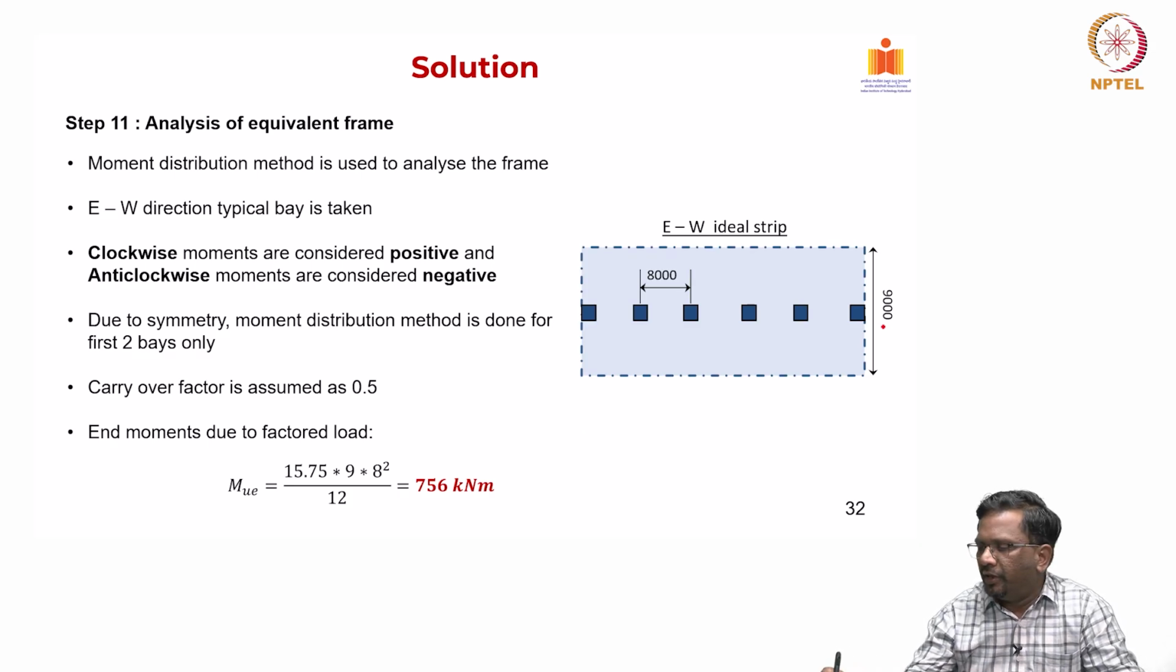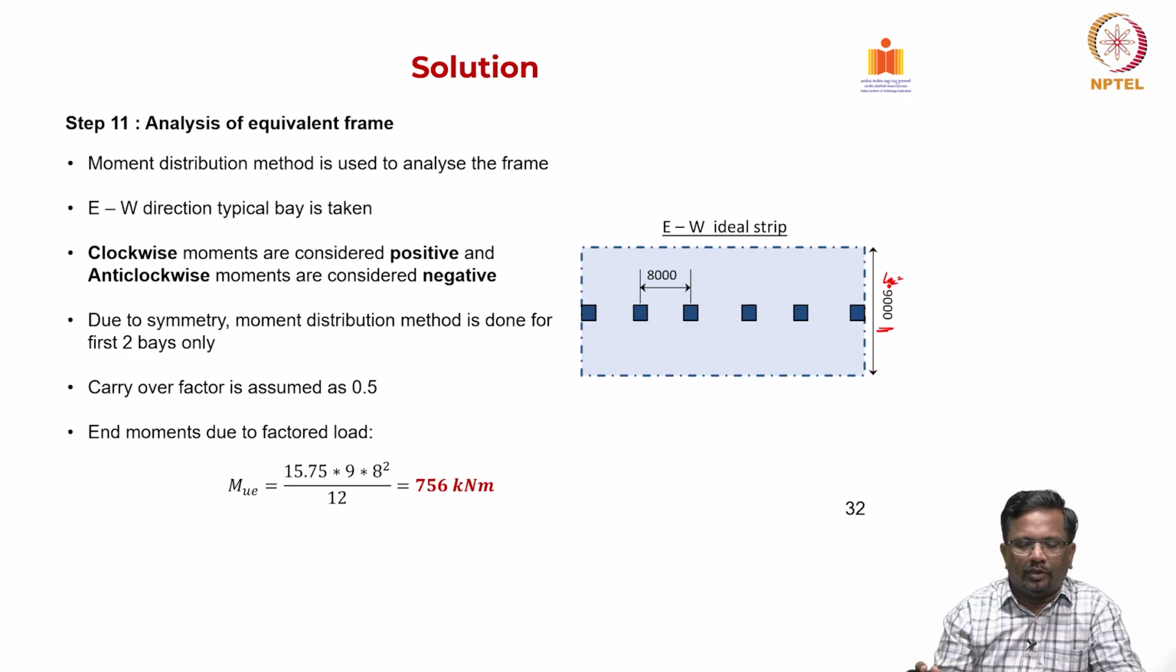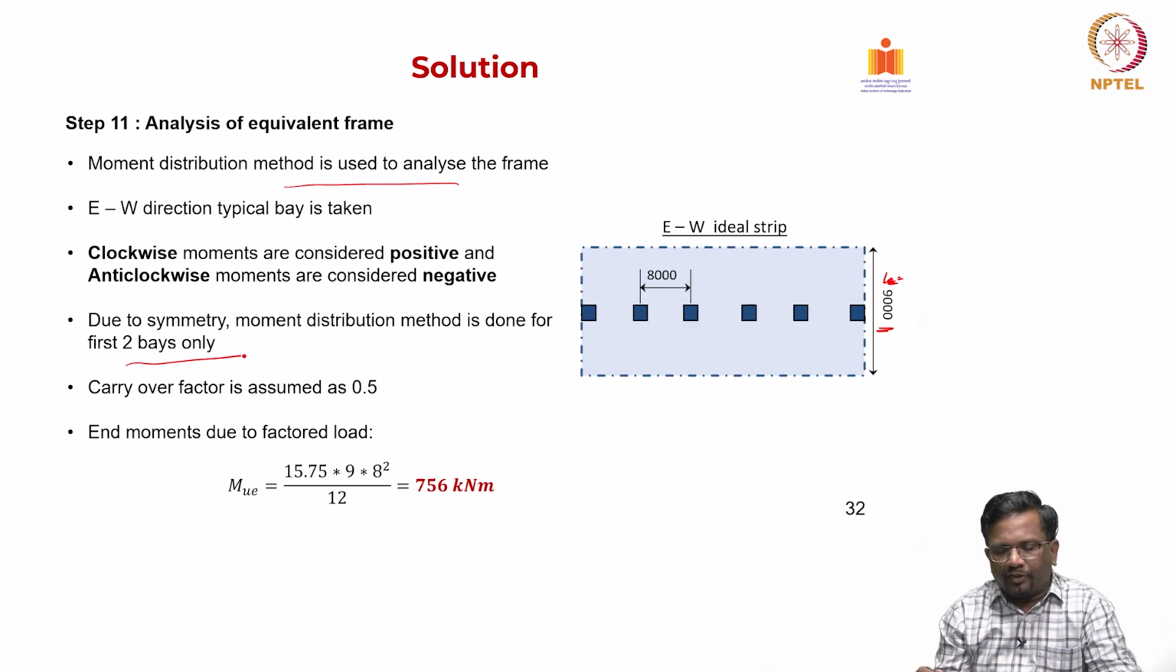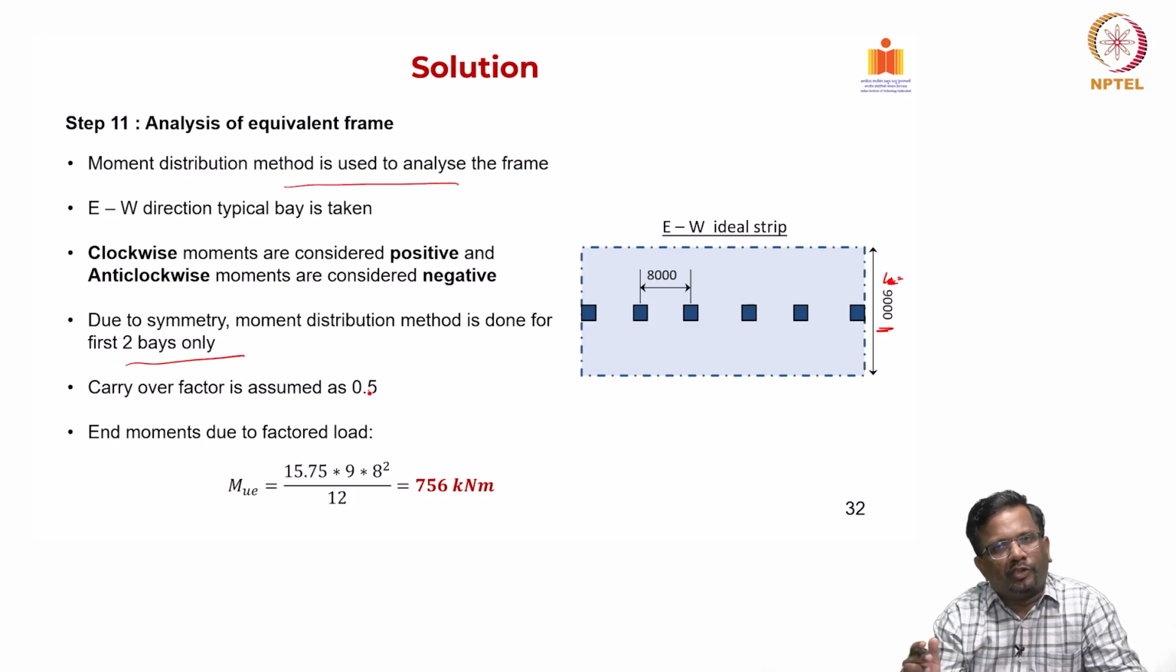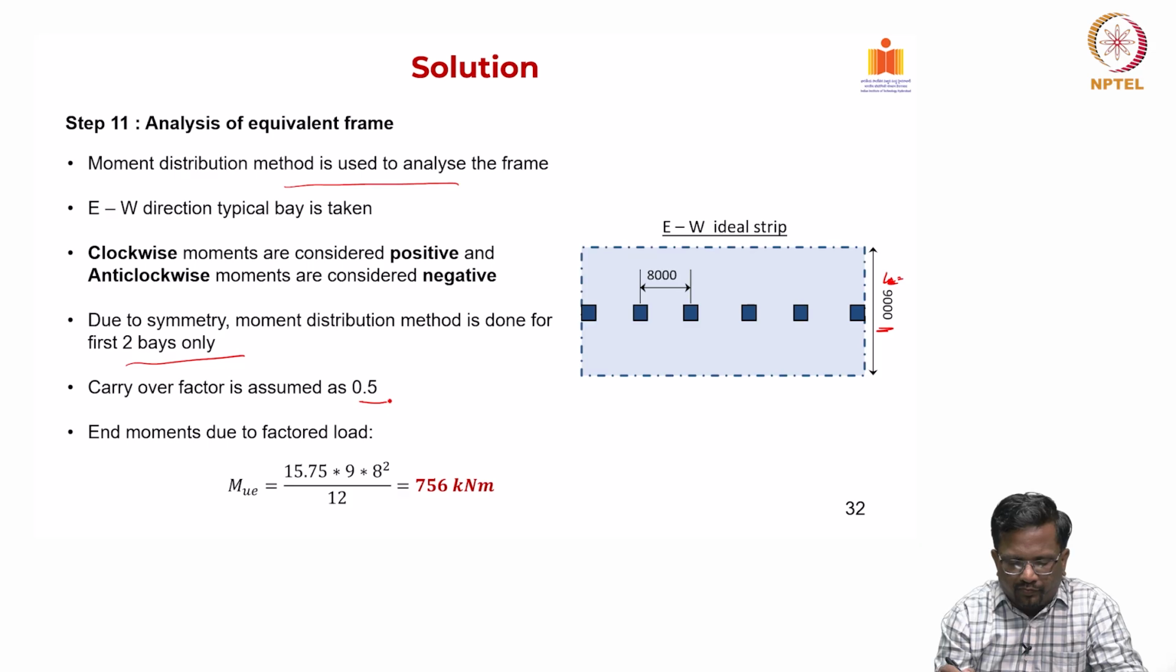As you can see, L2 here, the width of the strip, is 9 meters, the span is 8 meters, right. And again we are going to use the moment distribution method, and due to symmetry here again we are going to show calculations only for the first two bays, and the carryover factor, everything is prismatic. So, the carryover factor is 0.5, and due to factored load, again the width is 9 meters, span is 8 meters. So, it is working out to be 756 kilonewton meter.